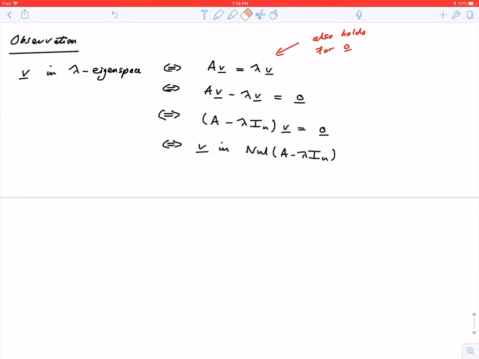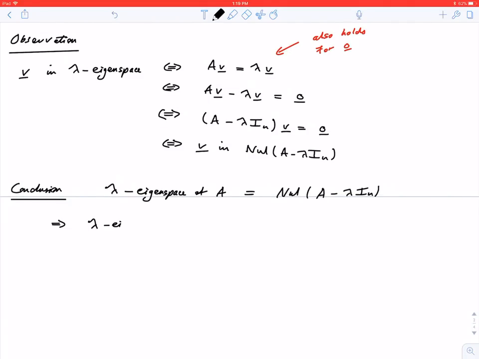So, conclusion. The lambda eigenspace of A is literally equal to the null space of this modified matrix A minus lambda In. So what does this tell you? Well, this immediately tells you that the lambda eigenspace is a subspace, because null spaces are kernels of linear transformations. That makes them subspaces. So the lambda eigenspace of A is a subspace. Everything's an n by n matrix, so it's a subspace of Rn.